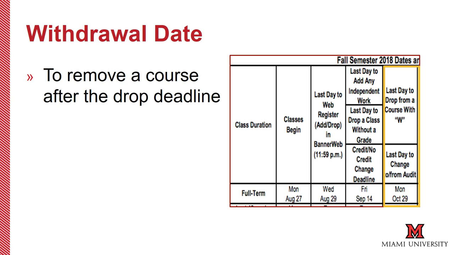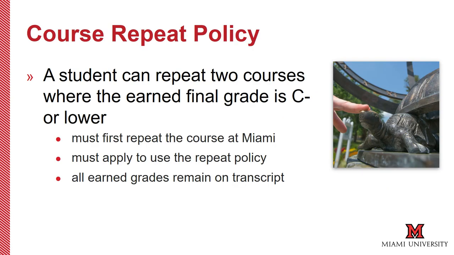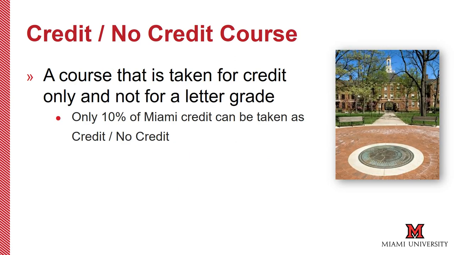It is a good idea for students to meet with their academic advisor if they are considering dropping or withdrawing from a course. A Miami student can elect to repeat 2 courses where the earned final grade is a C- or lower. Once a student applies to use the repeat policy, the lowest grade can be factored out of the GPA calculation but not removed from the record.